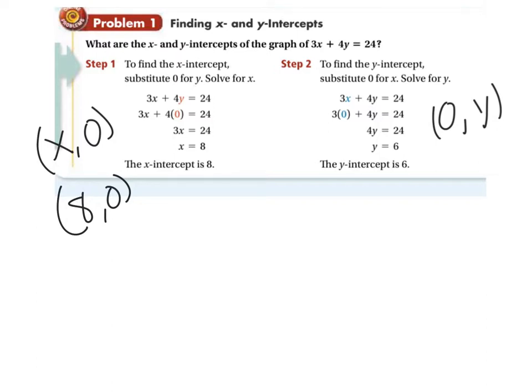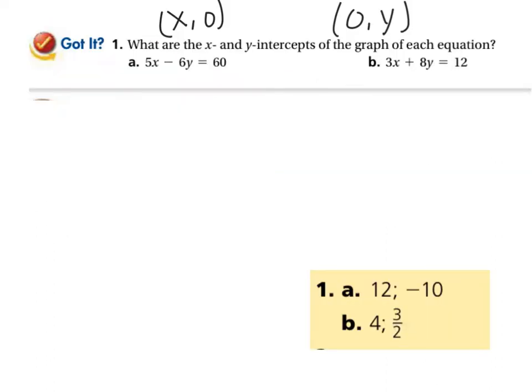And something similar for the y-intercept, plug 0 in for x. 3 times 0 is 0, so 4y is 24, y is 6. So again, make sure we understand that that's (0, 6). That's what that point really means. Don't reverse that.